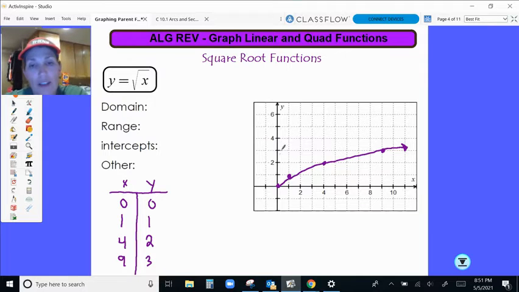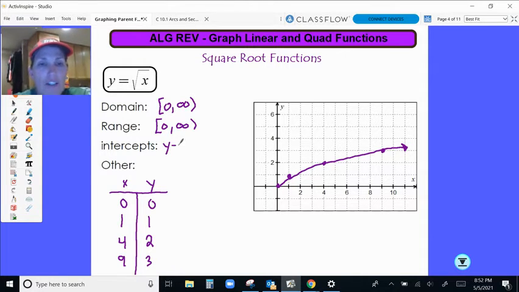My domain this time starts at 0. My graph doesn't go past 0 on the x-axis. It goes to infinity. So it's going to go from 0 on the left-hand side to infinity on the right-hand side. My range on the bottom is going to go from 0 up to infinity. My y-intercept is 0, 0. And that's pretty much it.